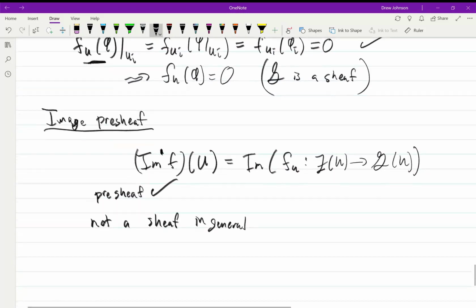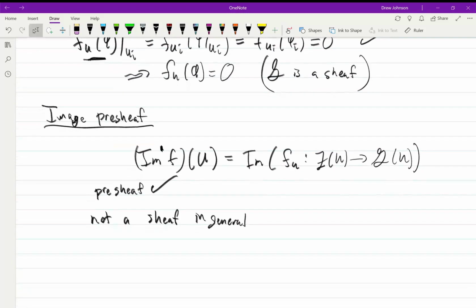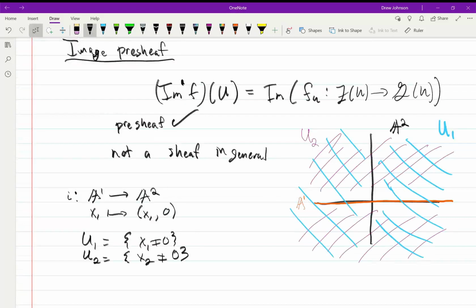Let me give the example that the textbook gives to see why this doesn't work. All right, so here's the setup. We are going to take I to be the inclusion from A1 to A2 that just includes the x-axis: x1 maps to (x1, 0). You can see that over here as the orange line included into the black A2 over here.